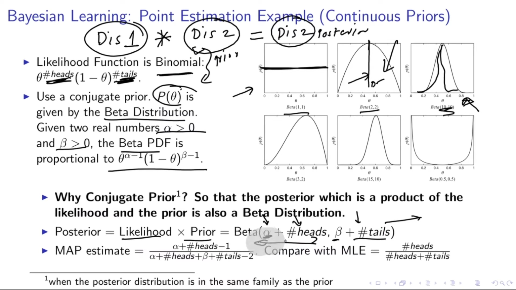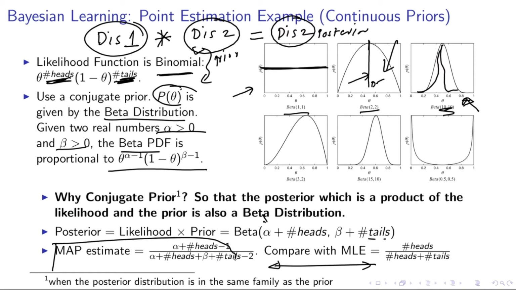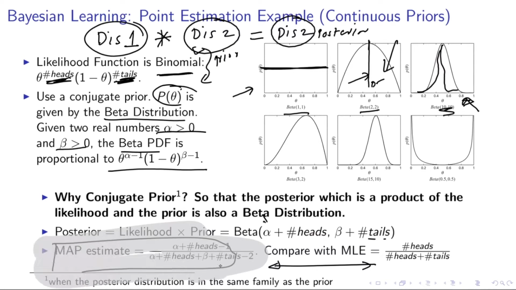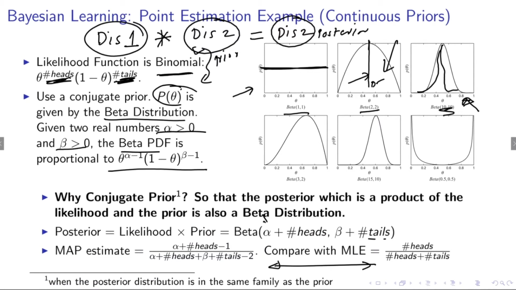So let's actually now compare how the MLE estimate will look as compared to the MAP estimate. The MLE estimate, you know, is going to be equal to number of heads divided by number of heads plus number of tails. The MAP estimate for this posterior will be nothing but alpha plus number of heads minus 1, divided by alpha plus number of heads plus beta plus number of tails minus 2.